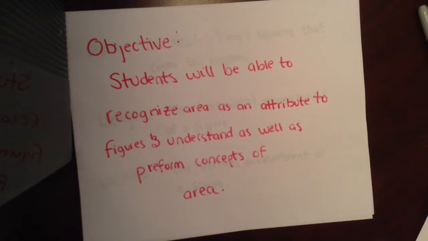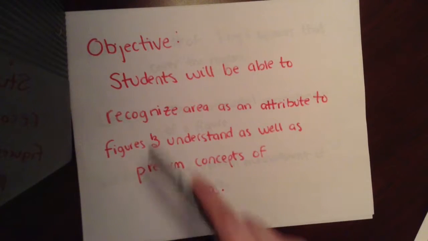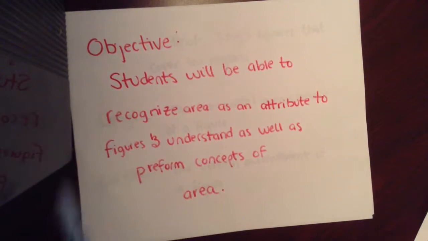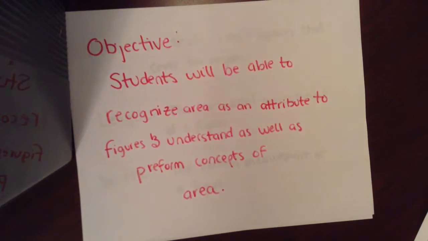Alright, so our objective for today's lesson on area is: students will be able to recognize area as an attribute of figures and understand as well as perform concepts of area. To begin this lesson, we're going to start with an interactive story problem. This allows the students to get involved with the story problem by picking different settings, characters, and how the problem evolves.